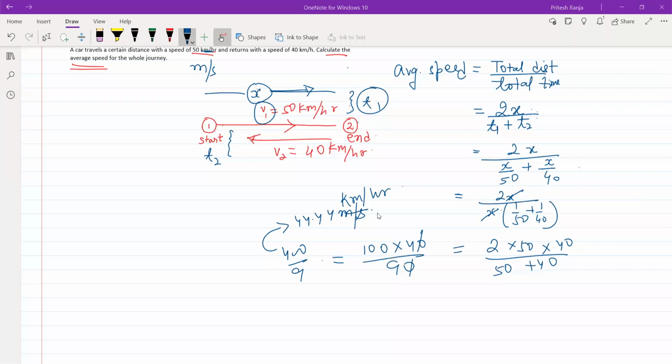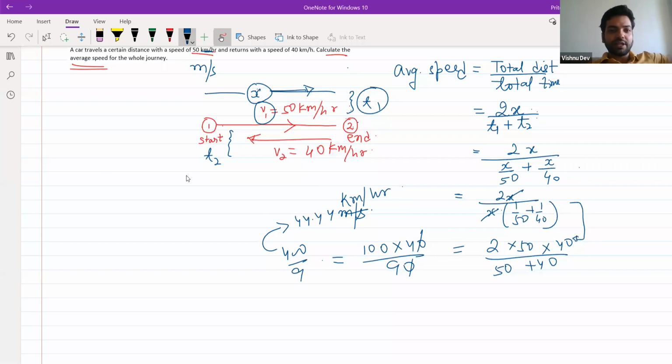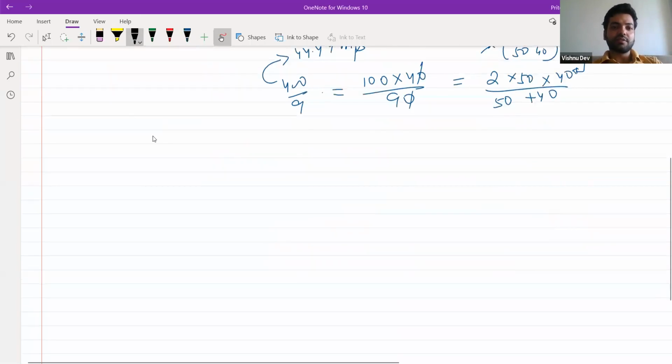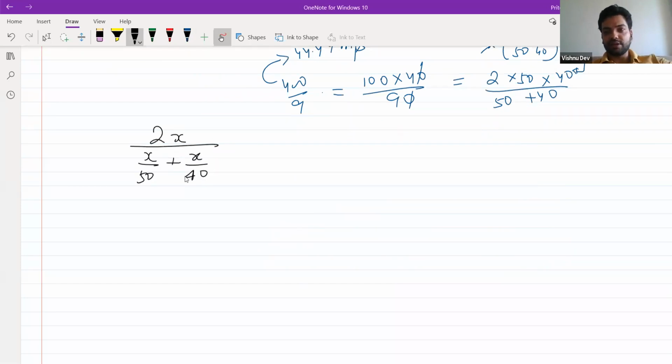Okay. So what I did, I just jumped a step. Let us look here. It was 2x by x by 50 plus x by 40, right? So what I did, first I took x as the common here, and I got 1 by 50 plus 1 by 40. And then I just tried to add this.